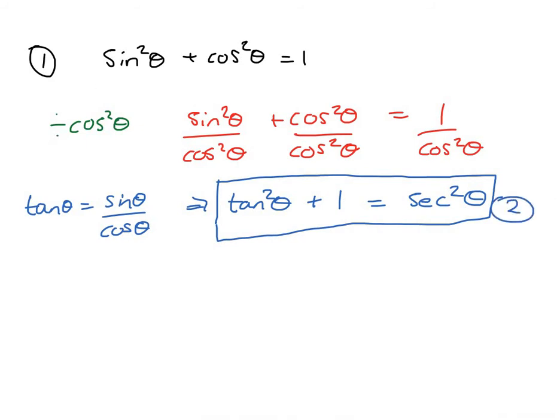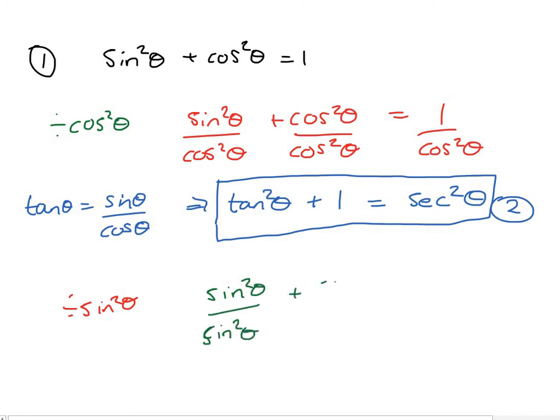Right, and finally, again, we take our sine squared plus cosine squared equals 1. This time we divide through by sine squared theta. Right, and what's this going to give us? Well, we're going to get sine squared over sine squared plus cosine squared over sine squared equals 1 over sine squared.